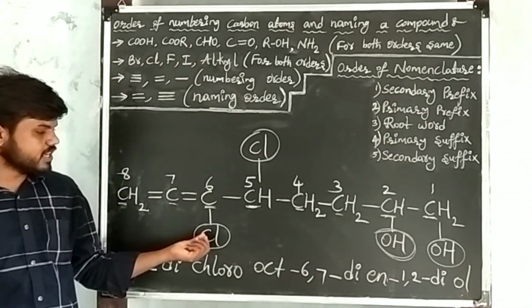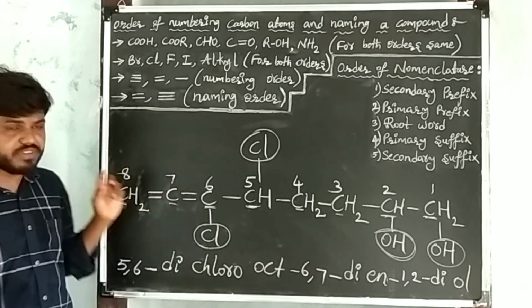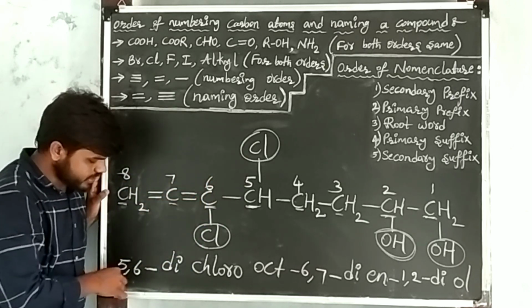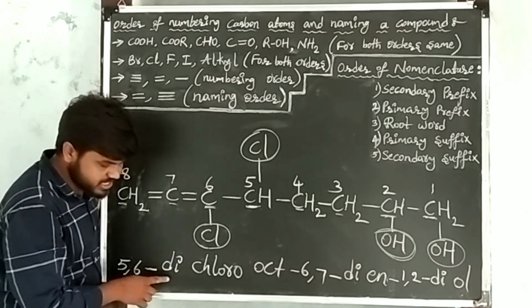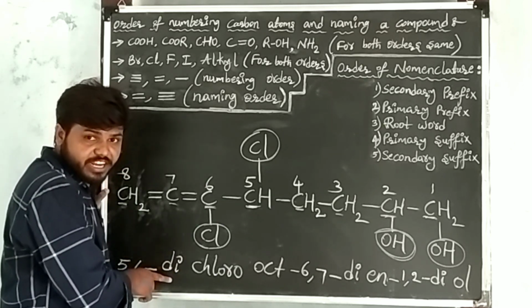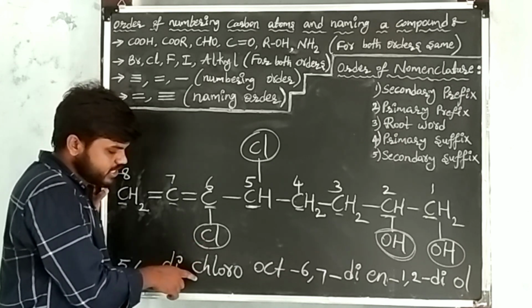Here, what are the secondary prefixes? Chlorines. Write the positions of each chlorine: 5 and 6. Chlorine is repeating 2 times, so write the numerical prefix of 2 times, that is di. After writing the numerical prefix, write the prefix of chlorine, that is chloro.